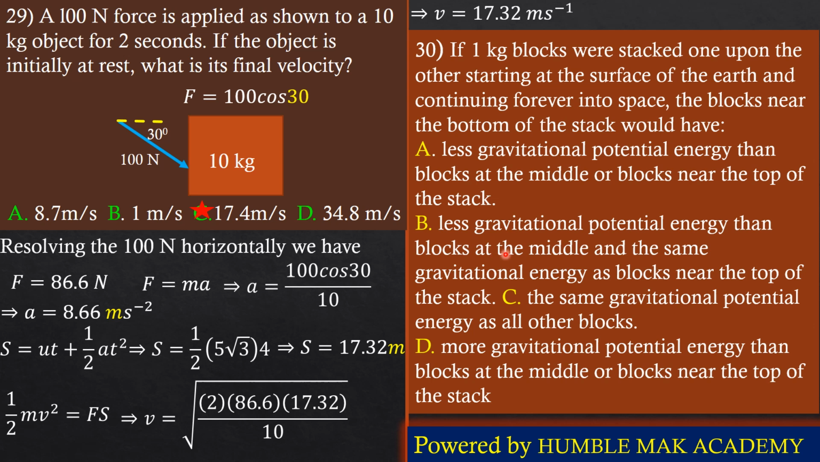Option B says less gravitational potential energy, which is wrong. Option C says the same, which is wrong. Option D says more gravitational potential energy than the blocks at the middle, which is wrong, guys. So option A, friends, has to be the best option for this question. Okay, let's go to the next, friends.